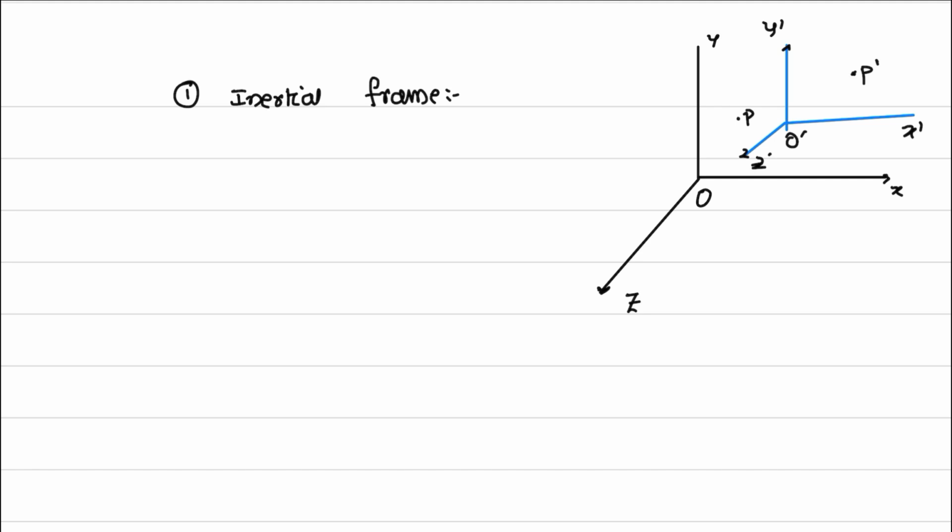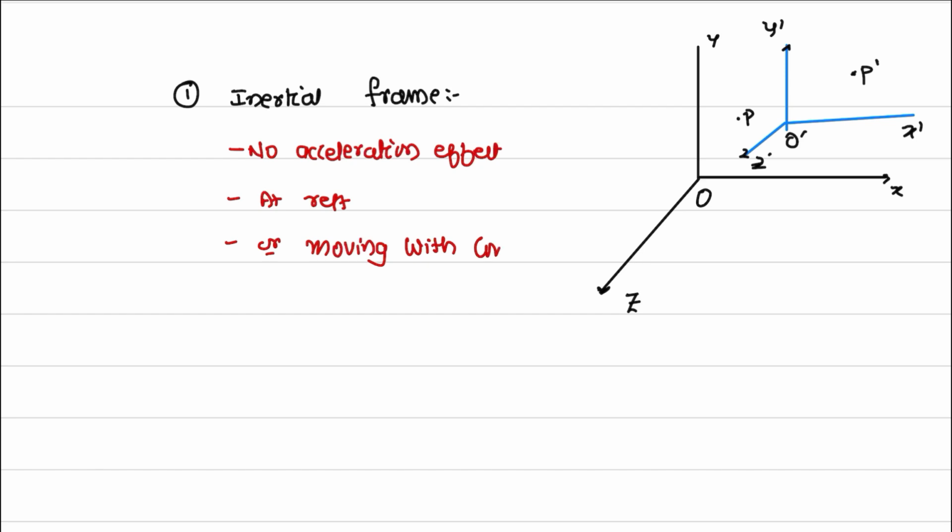And an inertial frame will not have any acceleration. There will be no acceleration effect. Either the inertial frame is at rest or moving with constant velocity. Constant velocity.